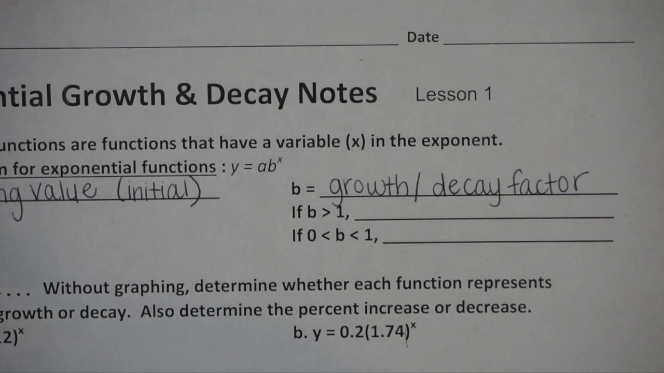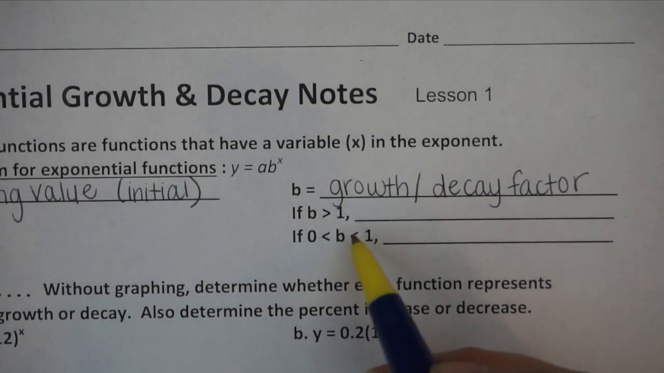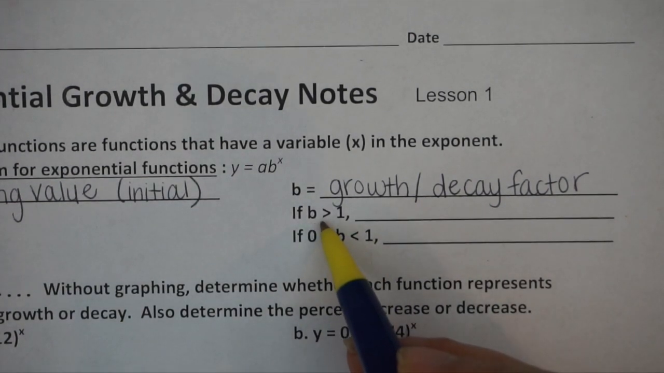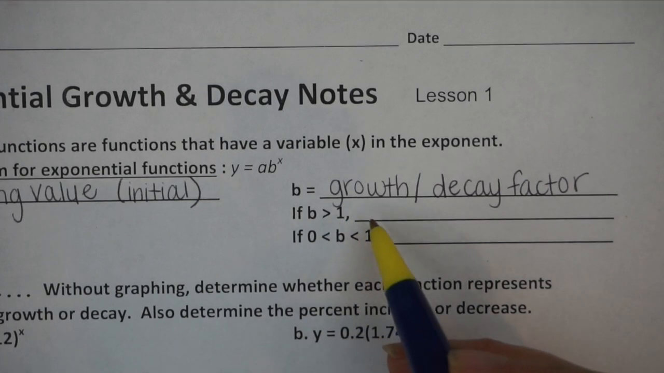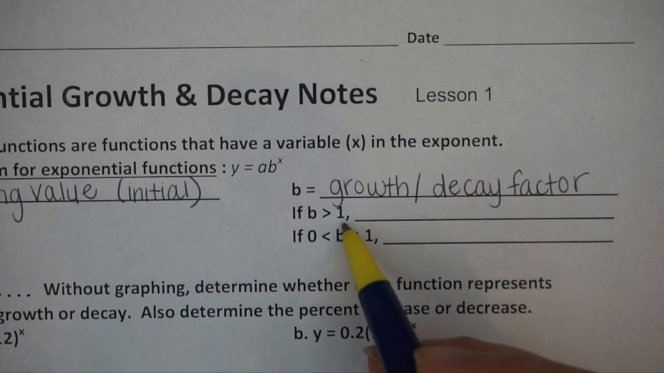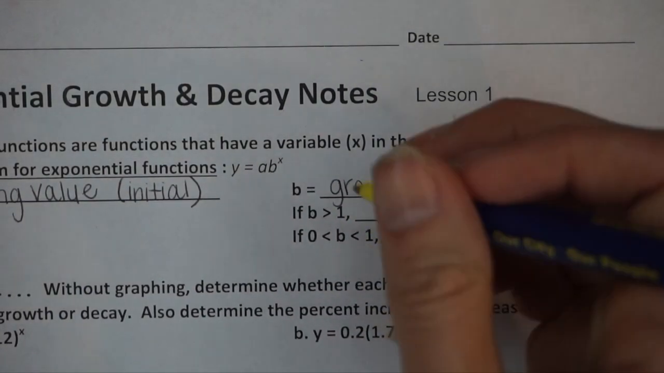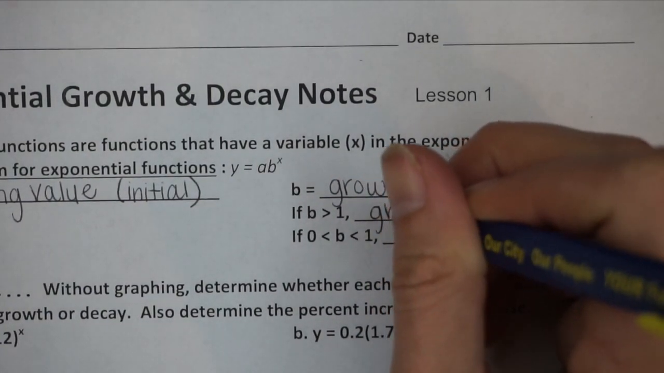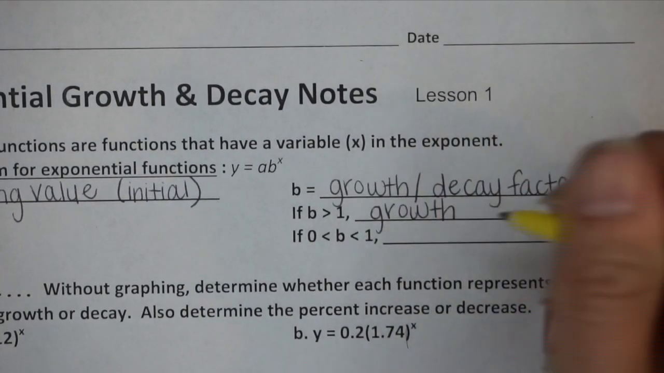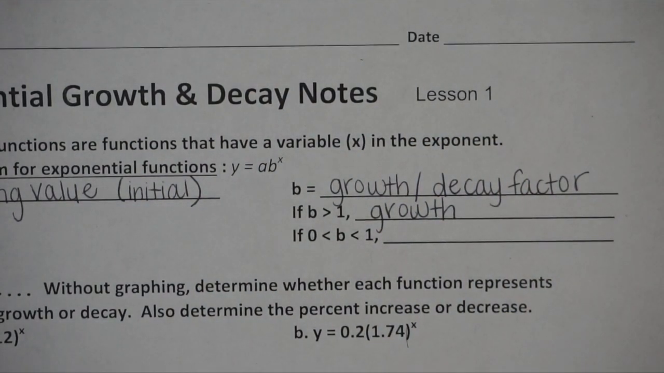Now, we can tell in an equation whether it is growing or decaying, if they already give us the equation, which we're going to look at in example 1, by what the b value is. If the b value is bigger than 1, even just like 1.1 or 1.02, anything bigger than 1, then this is exponential growth. The value is going to get bigger.